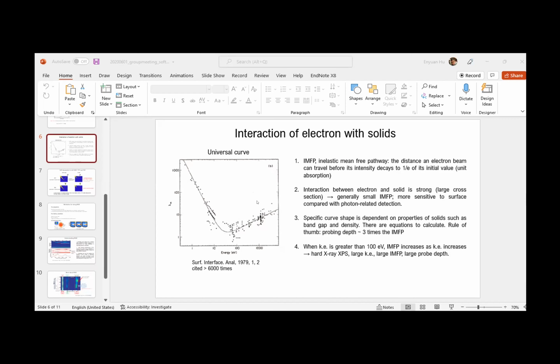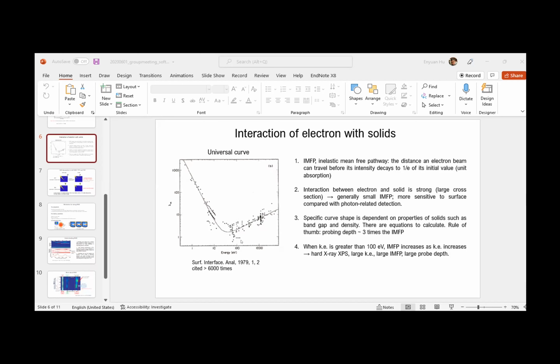Okay, so this is the universal curve I mentioned in the previous lecture, right? This is important for understanding the electron probing depths, those things. If we are trying to correlate the kinetic energy with the probing depths, the problem is we need to know which side of the curve we are on, right?